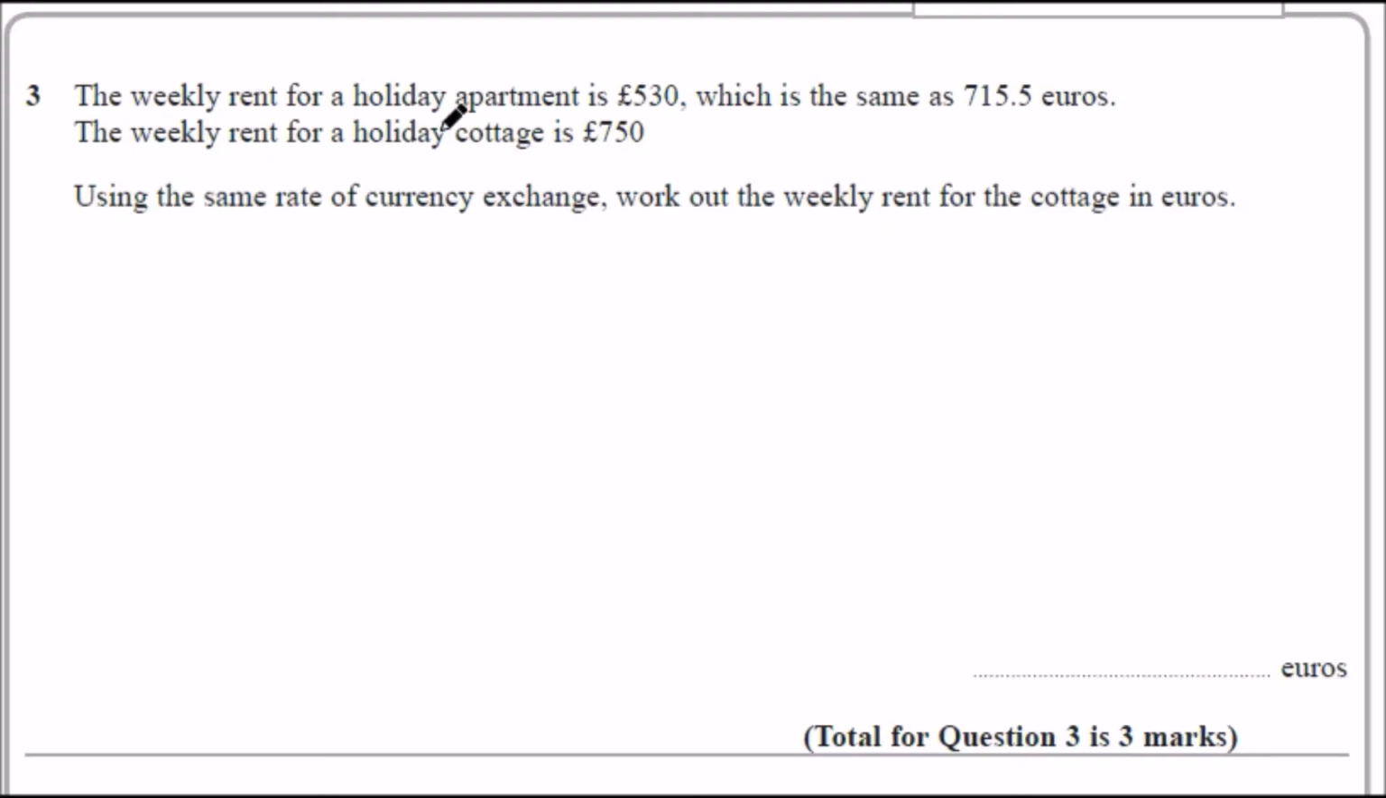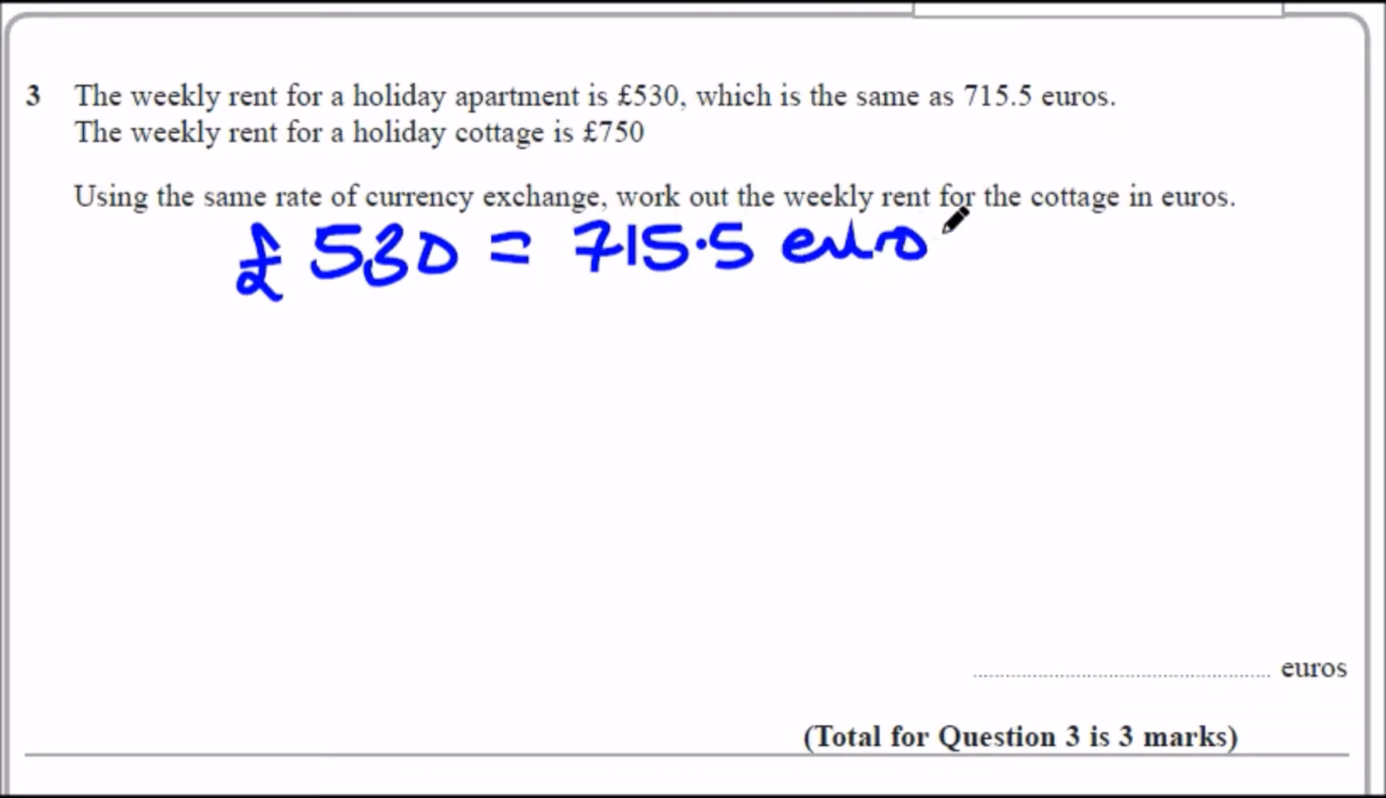So the weekly rent for a holiday apartment is £530, which is the same as 715.5 euros. Let's write that down. So £530 is equivalent to 715.5 euros. The weekly rent for the holiday cottage is £750. Using the same rate of currency, work out the weekly rent for the cottage in euros. So just find the value of £750 in euros.